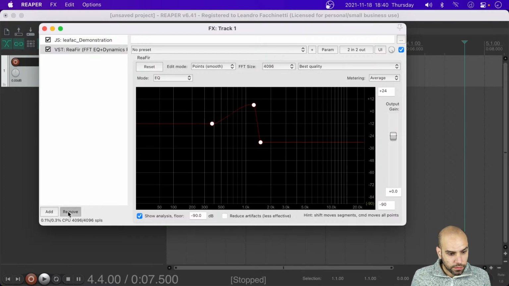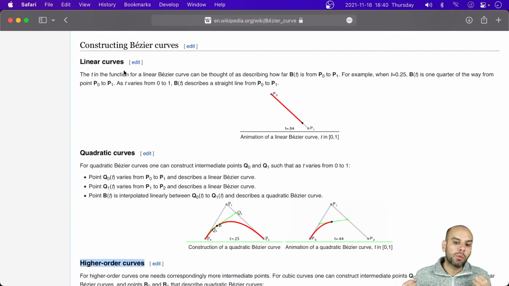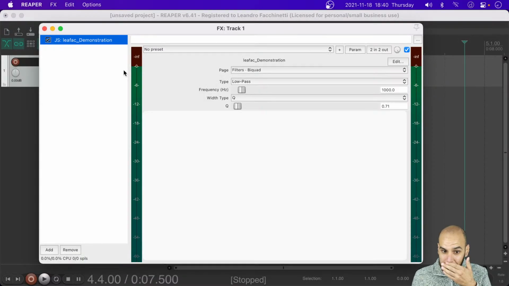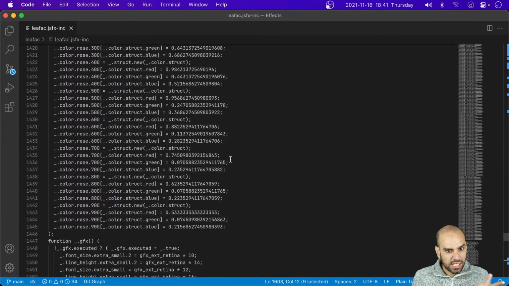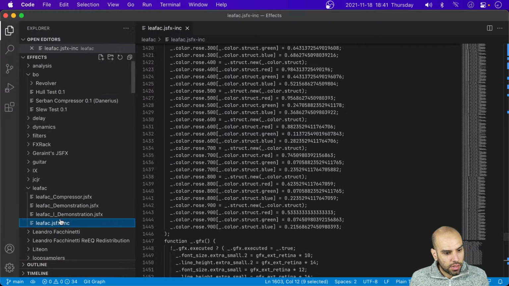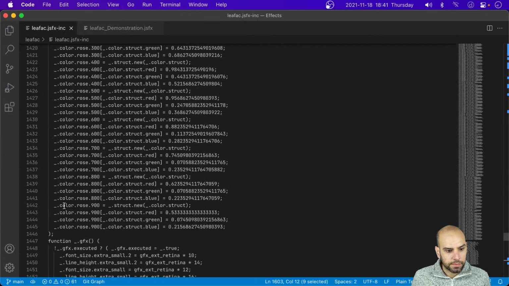All right, so let's start with the simple linear curve, and I'm going to use the most obvious application, which is to draw this on the screen. And I'm going to do that so that we can see the Bezier curves, see that we are doing the right thing. So this is our library, and this is the demonstration effect, which is using our library.